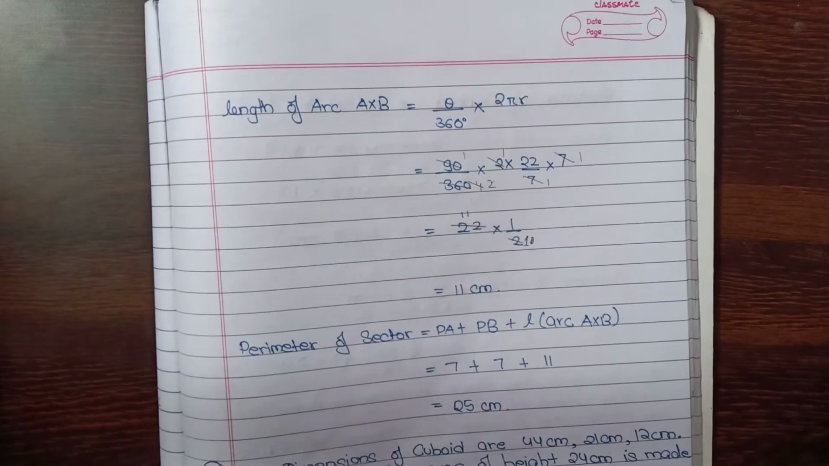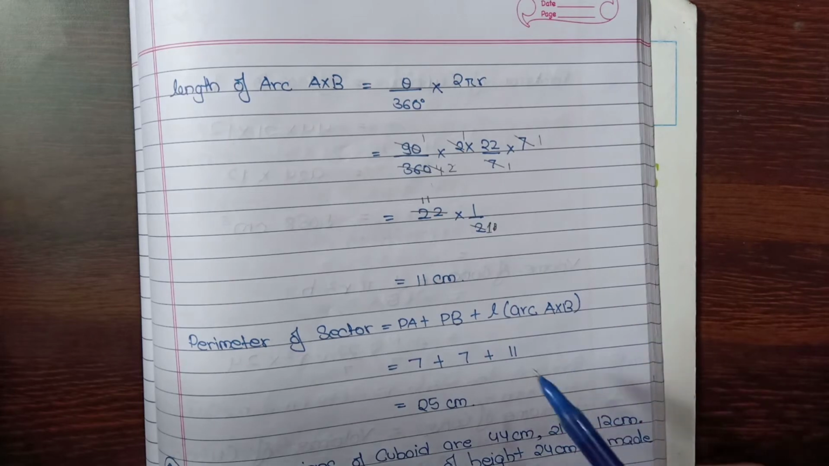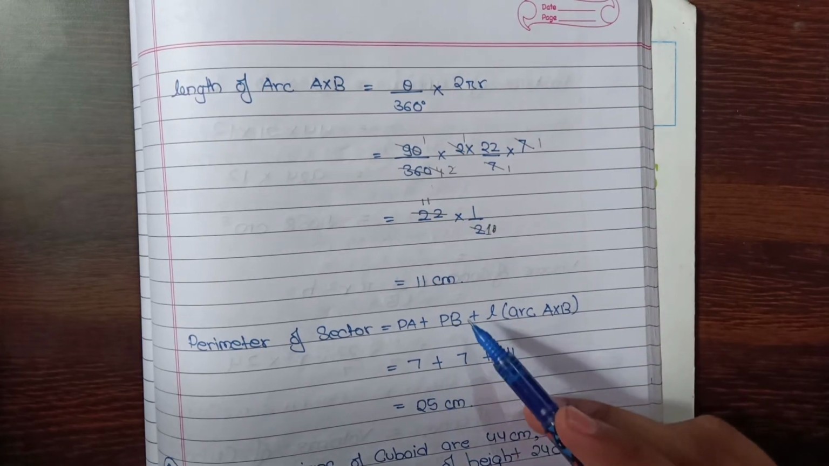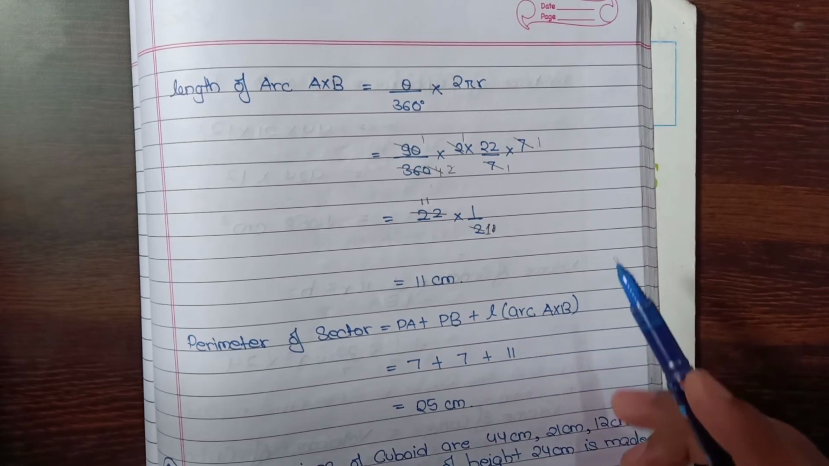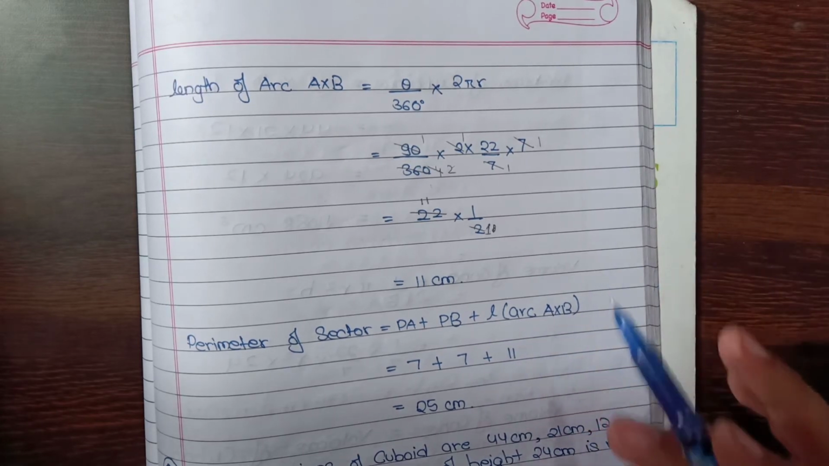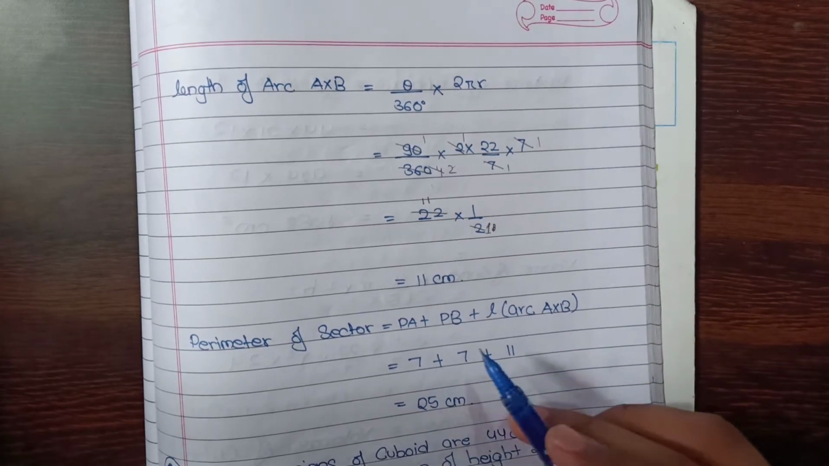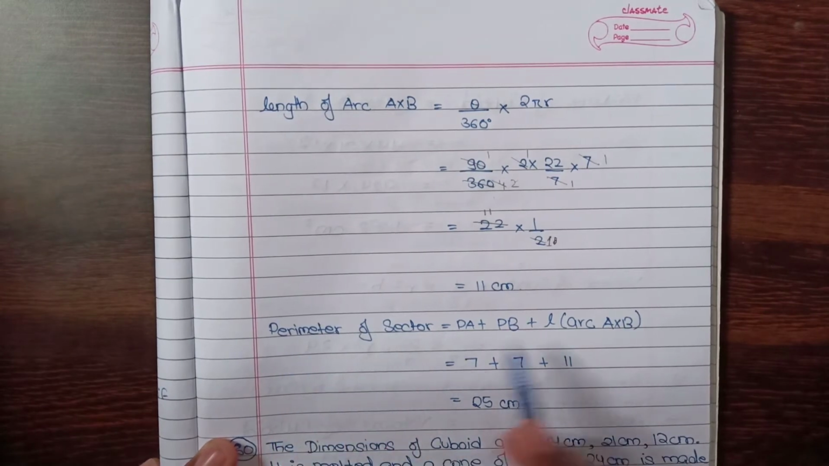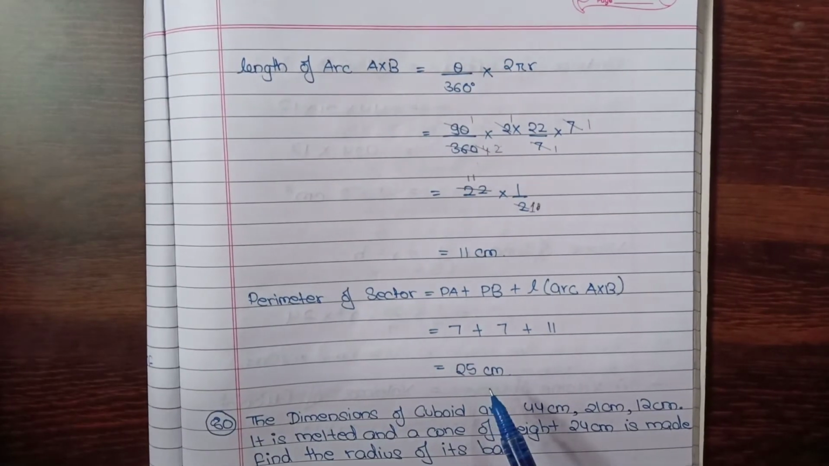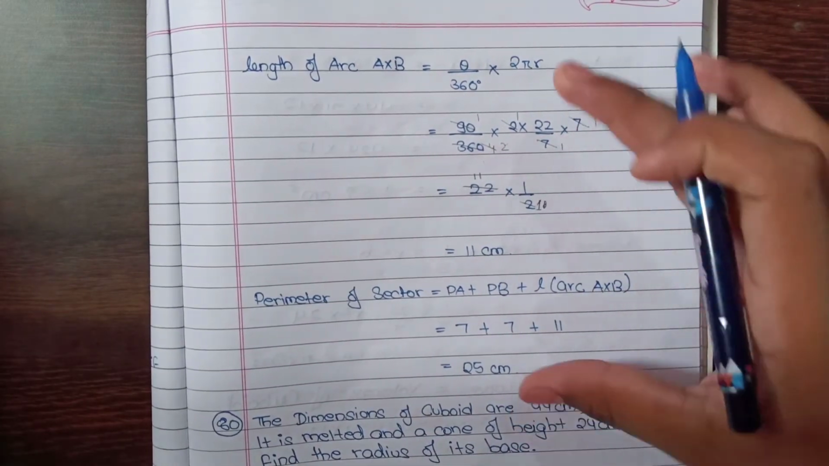So the perimeter of the sector would be nothing but PA plus PB plus length of arc AXB. PA equals 7 centimeter, PB equals also 7 centimeter, and length of arc AXB is what? Yes, as you guessed it correct, it is 11 centimeter. So 11 plus 7 is 18, and 18 plus 7 is 25 centimeters. So what we get is that the length of arc AXB is 11 centimeter and perimeter of sector is 25 centimeter. As you saw, we got all the three answers as this question was in 3 parts.